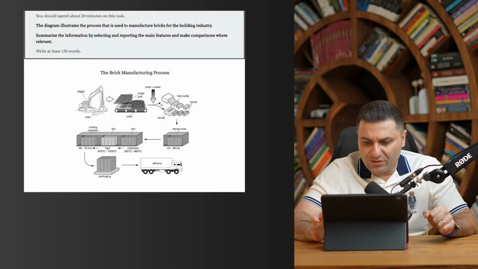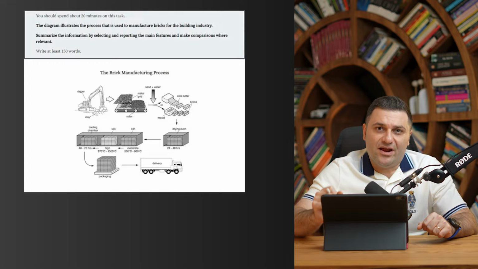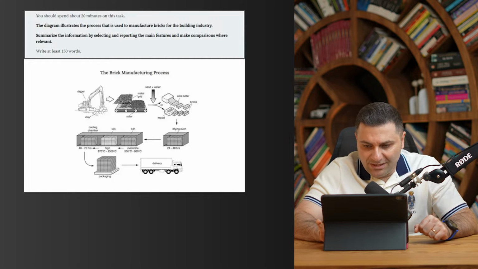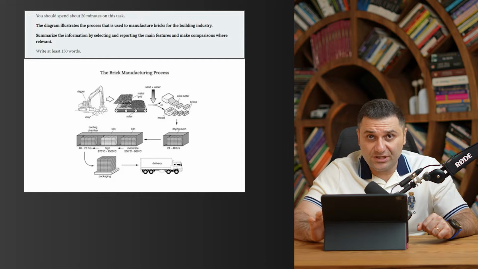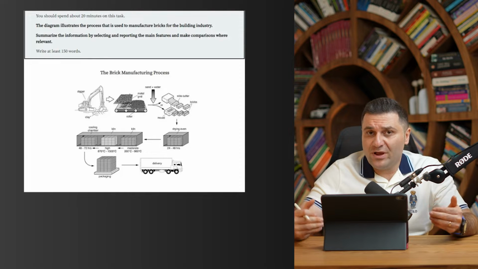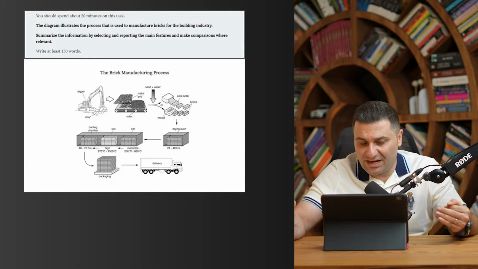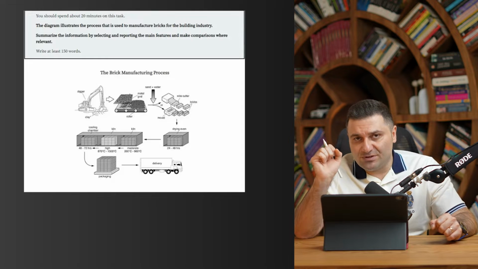Now let's take a look at an example that I've provided here. As you can see on your screen, this is a sample question of a process diagram. It shows the process by which bricks are manufactured for the building industry. We have no dates. Therefore, you have to write in present simple tense. Now, let's work on 3 example sentences.